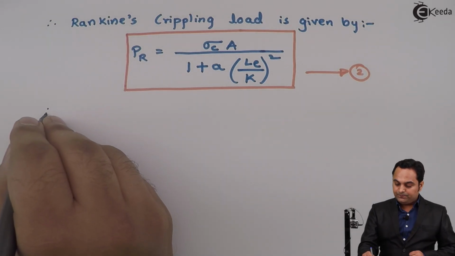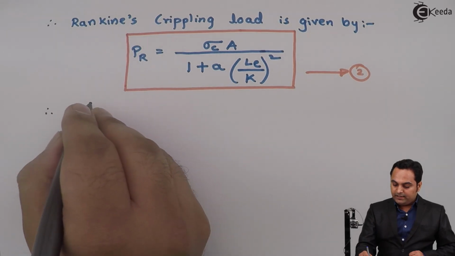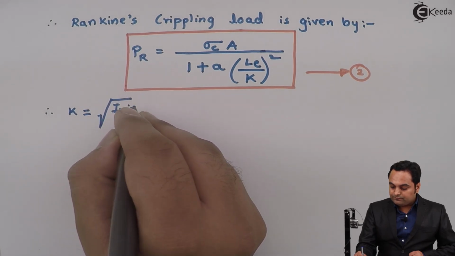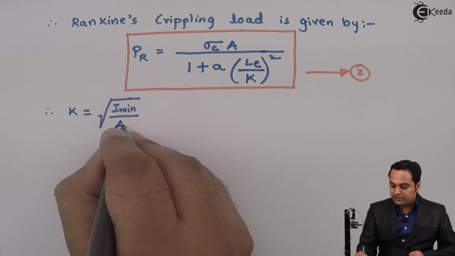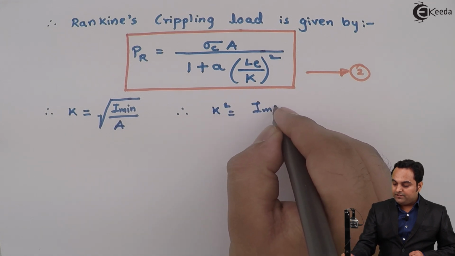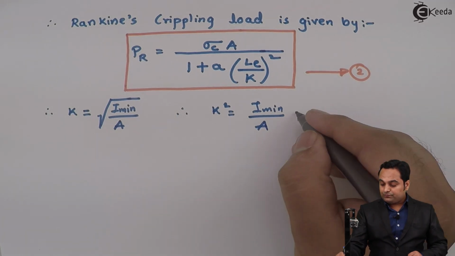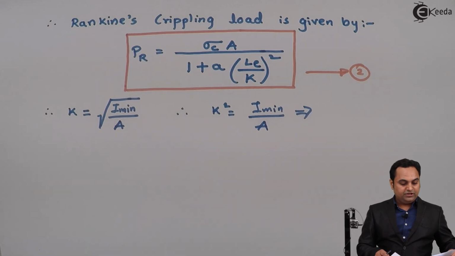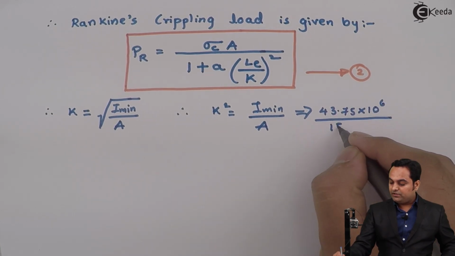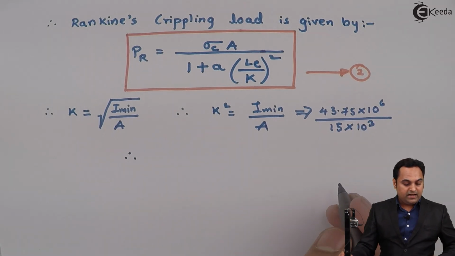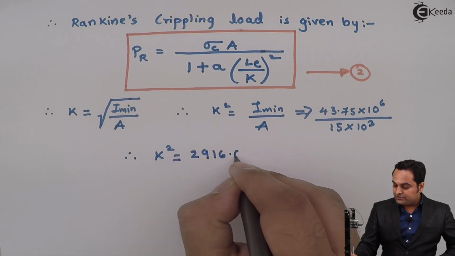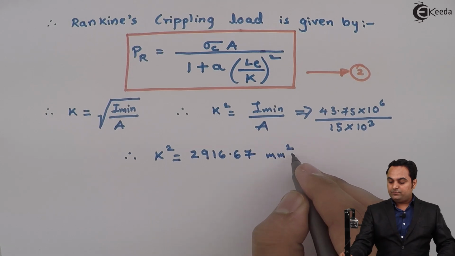Since K is called the radius of gyration, K is equal to root of I minimum upon the cross section area, so K square will be I minimum upon cross section area. Now I minimum we have found out just now, that was 43.75 into 10 raised to 6 divided by the cross section area 15 into 10 raised to 3. So here we have the value of K square as 2916.67, and this value is in terms of mm square.